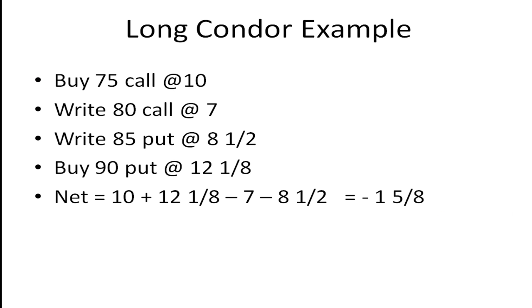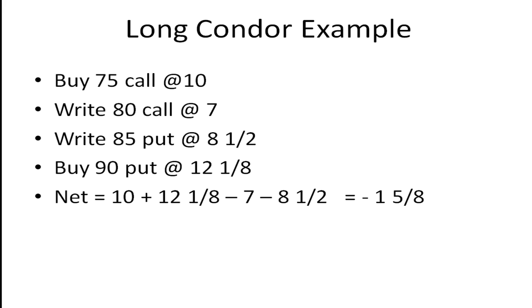So let's take a look at a numerical example. So for this long condor example, let's assume you buy a 75 call at a price of 10. You write an 80 call at a price of 7. You write an 85 put at a price of 8.5. You buy a 90 put at a price of 12 1/8.